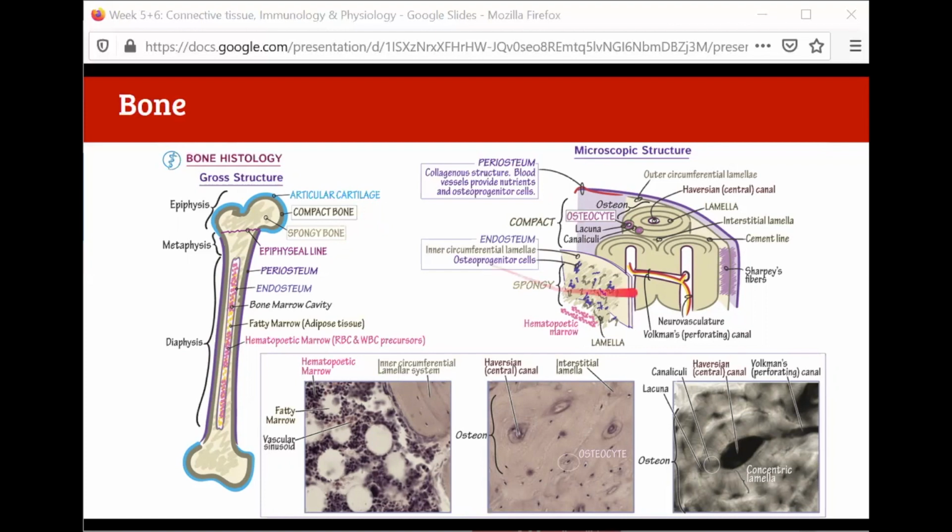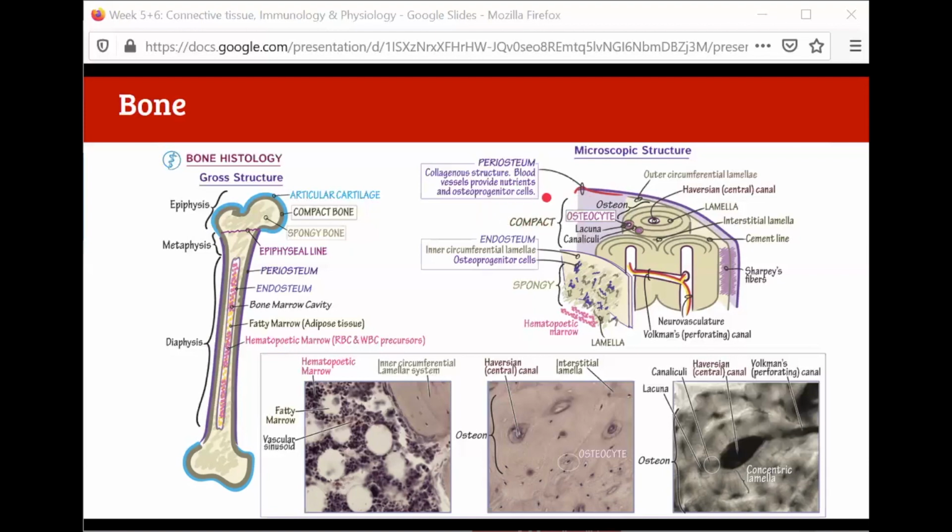Let's look through this right-hand side now and talk about the layers of bone going in. Starting from the outside, you've got a periosteum. It's a membrane that just surrounds the bone. It's collagenous, it has blood vessels, provides nutrients, and it has the osteoprogenitor cells, the ones which are really helpful in bone repair. Then one more layer in, you've got that dense, compact bone.